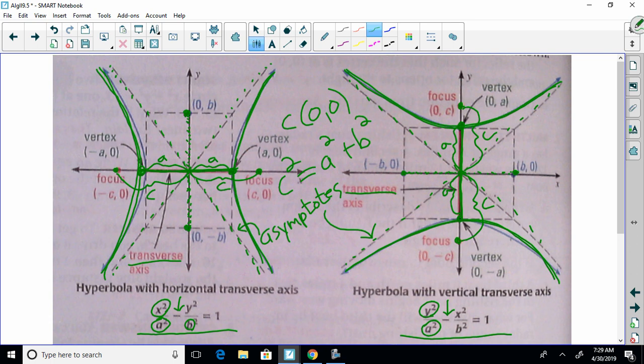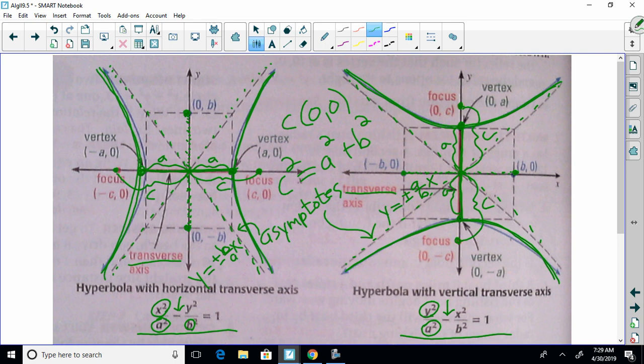When we get into identifying the special pieces of a hyperbola, sometimes we will want to know the equations of the asymptotes. For a sideways hyperbola, they are y equals pos neg b over a x. And for an up and down hyperbola, the equations of the asymptotes are y equals pos neg a over b x.